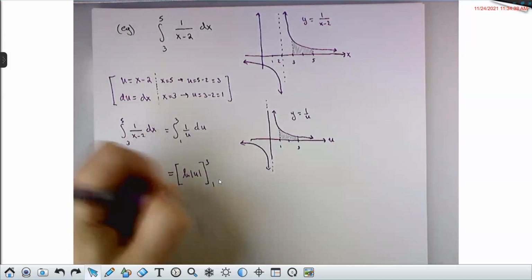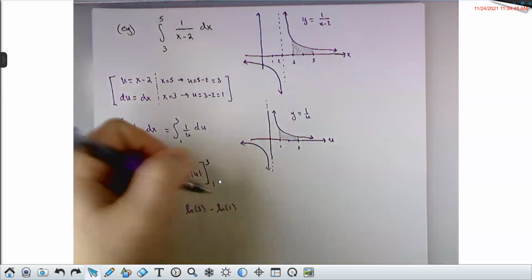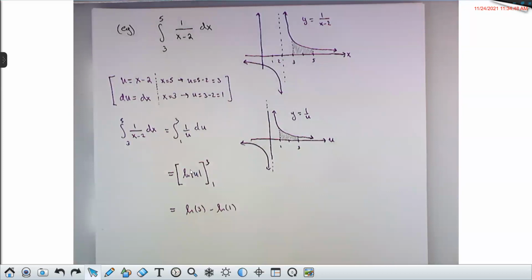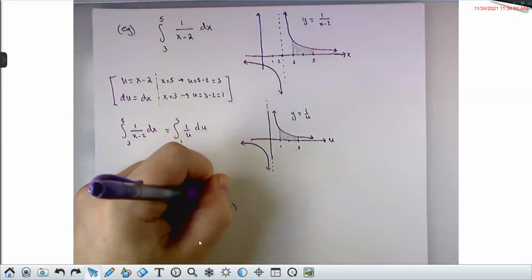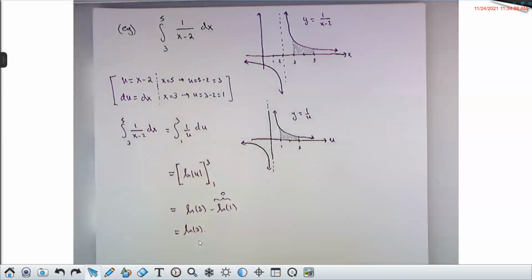Nice and clean. So this is the natural log of 3 minus the natural log of 1. I'm not writing the absolute values because 3 and 1 are both positive numbers. The absolute value of a positive number is just that number. Also, the natural log of 1 is 0. So this is just the natural log of 3. And you can think of it either way. It's the area under 1 over x minus 2 from 3 to 5. It's also the area under 1 over u from 1 to 3. It's the same thing. Not too bad, right?